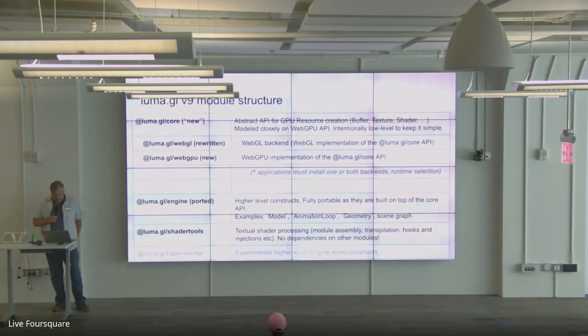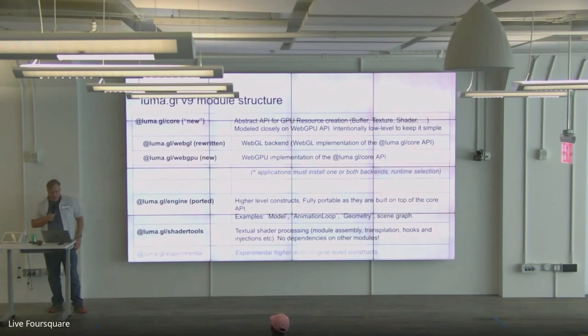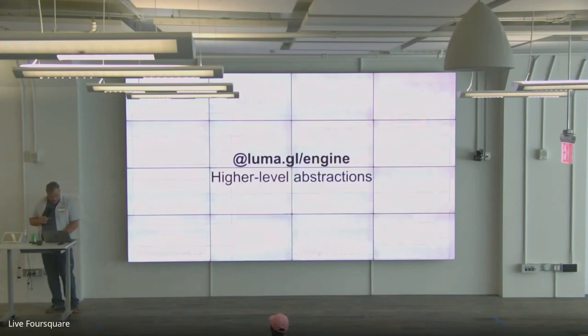And then we have a pretty extensive textual shader processing system, and that's in the shader tools, also with a lot of shader modules. The new thing here is that the core is no longer bound to WebGL, but completely portable. And then you have to install one or both of the backend modules. You can install luma.gl WebGL, which I believe deck.gl is going to do by default, and that means the WebGL backend is there, and then you can install luma.gl WebGPU and add support for WebGPU. We're going to look a little bit at how that works in practice.